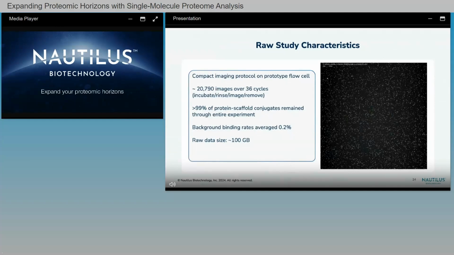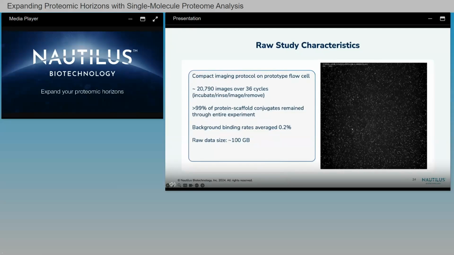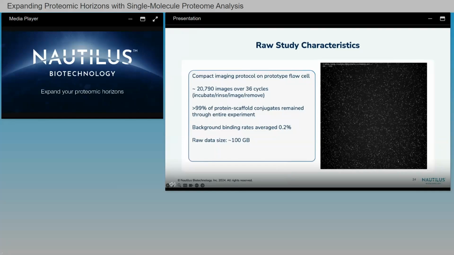As I mentioned, this experiment was collected over about 36 cycles, taking over 20,000 images. We validated that the proteins stayed immobilized across the experiment. And what you're looking at on the right is a very small snapshot of these digital starry sky images. Again, the primary image data. Even this very small experiment was about 100 gigabytes of data.